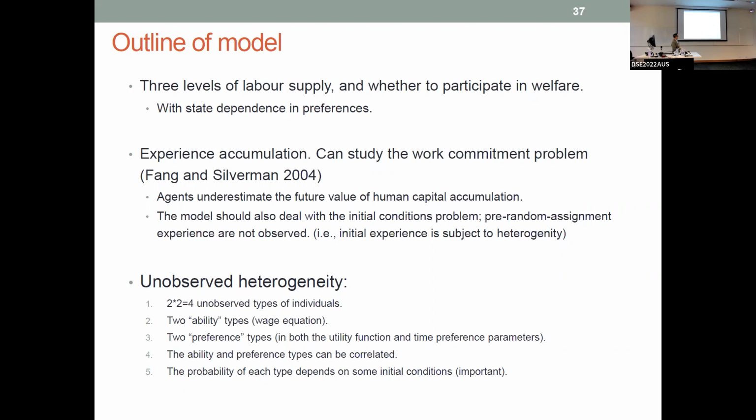Unobserved heterogeneity: there are 2 by 2, that's 4 unobserved types of individuals. So there are ability types, where high ability people would get higher wage offers. And 2 preference types. The preference types reflect preferences in the utility functions, so those are the utility flow preferences and time preference parameters.